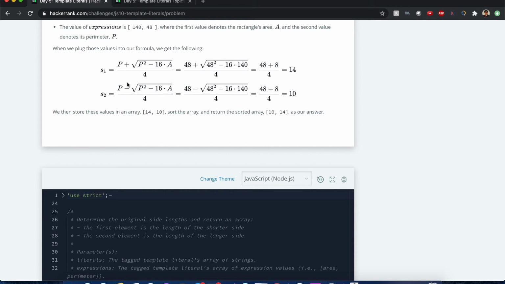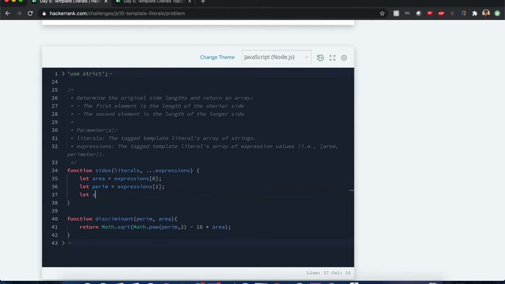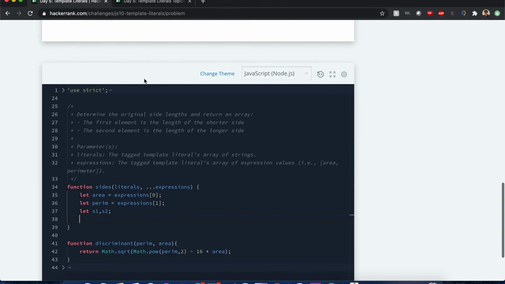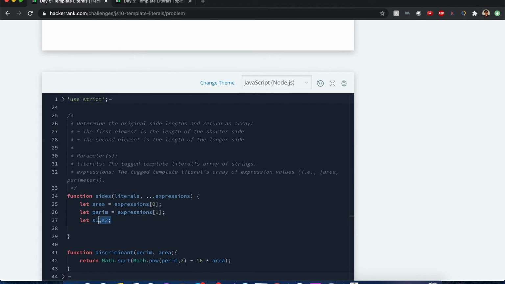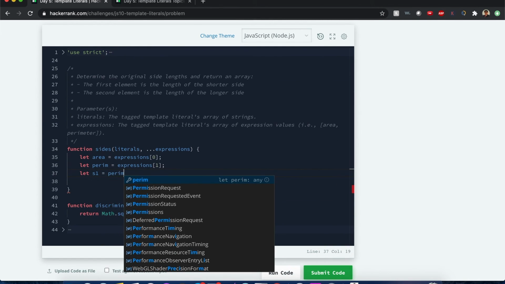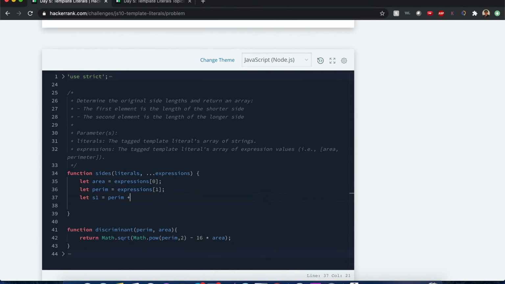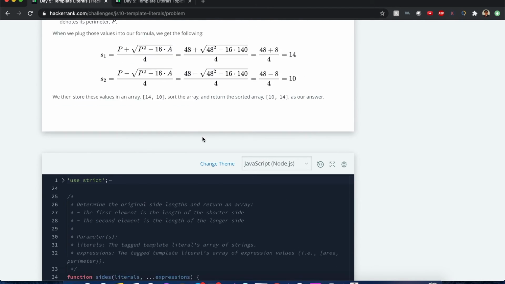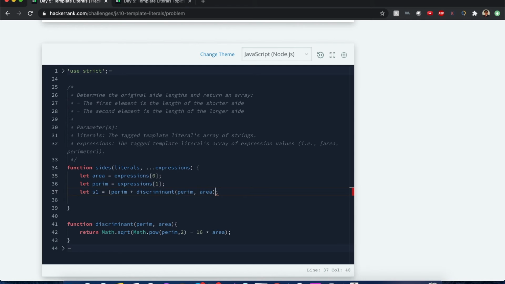Now I have to find out what S1 and S2 are. I'm going to declare them before I assign their values, or I could just solve it at this moment. S1 is going to equal perim plus discriminant of perim and area. I did it like this, so I'm going to keep it consistent, perim and area. And since I'm dividing by 4, I have to include that, so I'm going to put these parentheses right here because I want to divide all of that by 4.